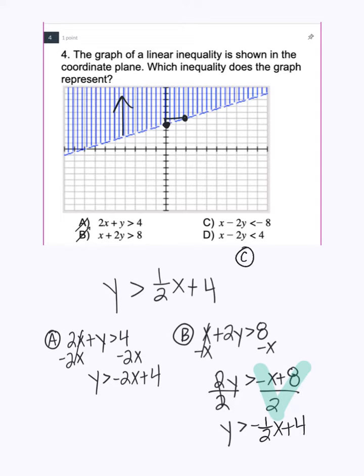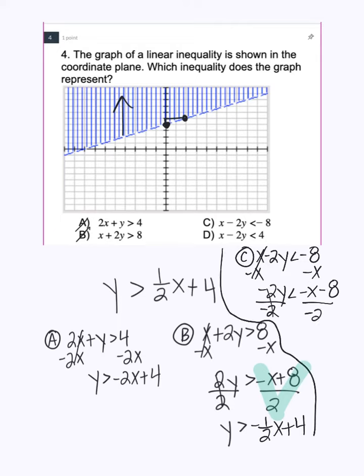All right, so C, I have x minus 2y is less than negative 8. Subtract x. Negative 2y is less than negative x minus 8. And divide by negative 2. Now remember, when you divide by a negative, you're going to flip that sign. So this is now going to become greater than, and I'm going to simplify here. So we're going to do negative 1 divided by negative 2 and negative 8 divided by negative 2. So that's going to be positive 1/2 x plus 4, which is exactly what we're looking for.